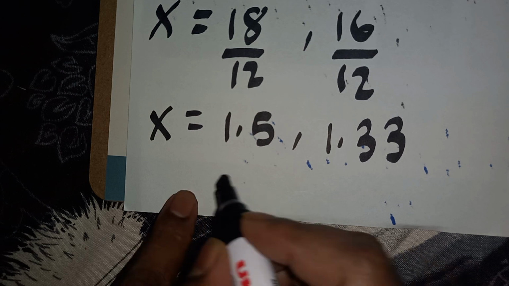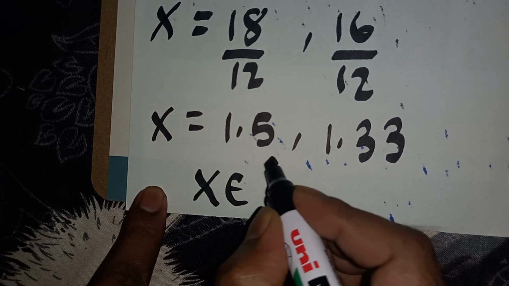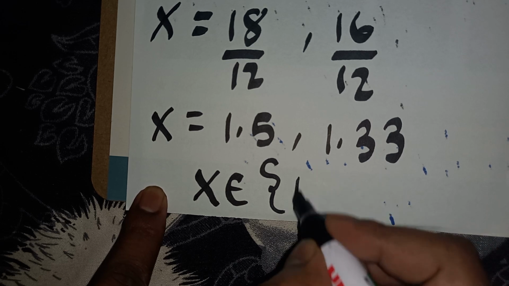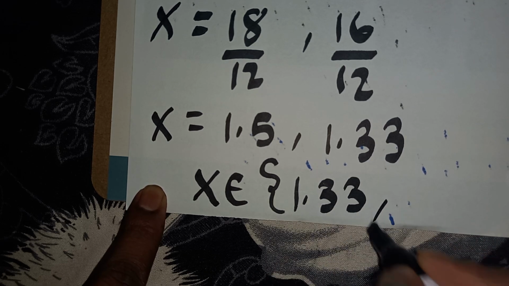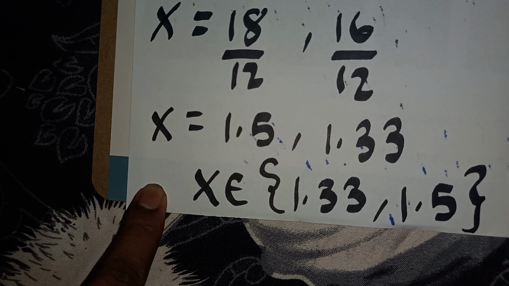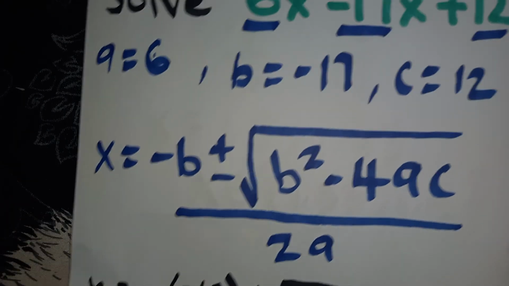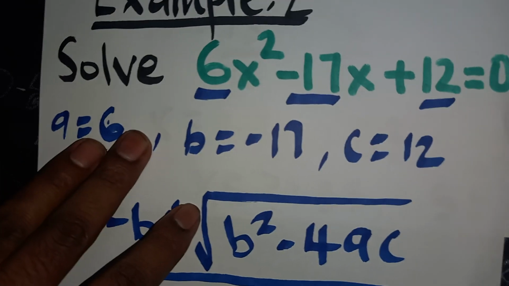So finally you can write that in a solution set. X is an element of 1.33 comma 1.5. So those are your values of x when you solve this quadratic equation.